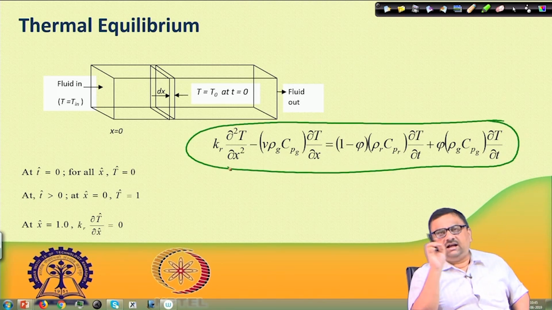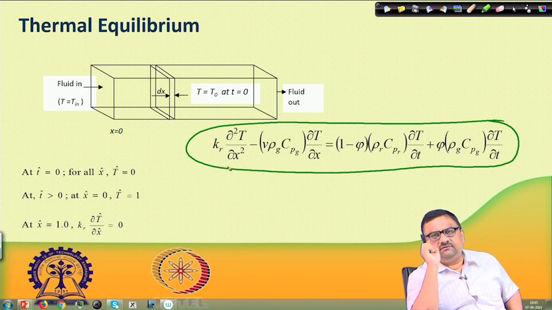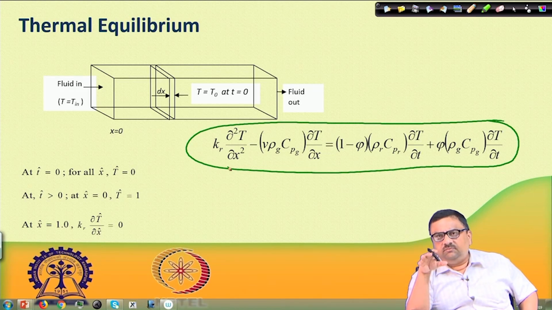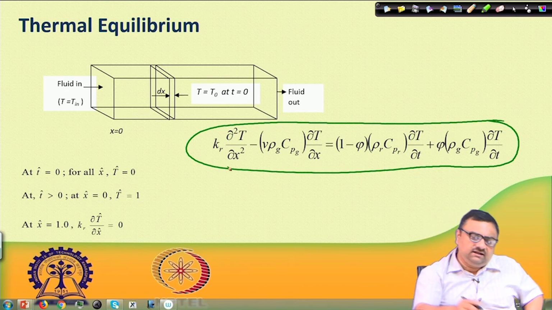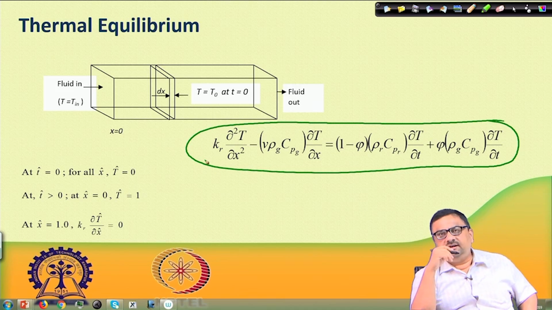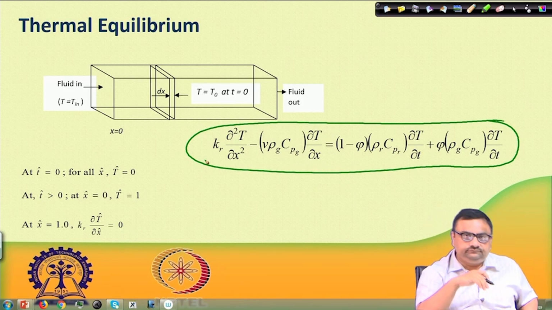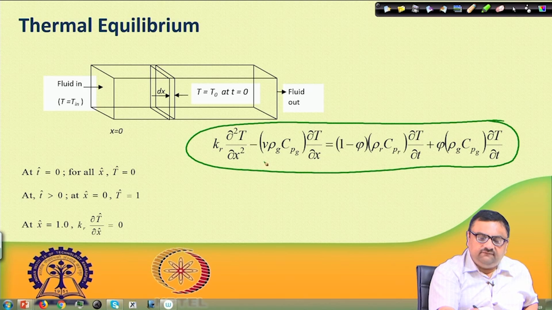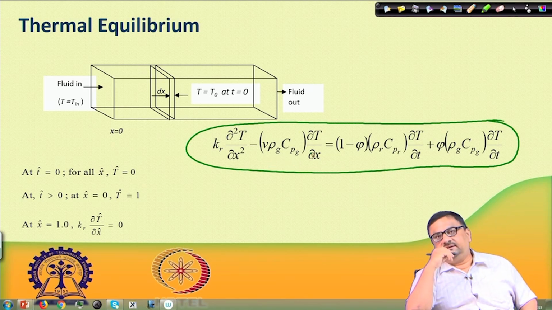This is K_R. R is written here because we are talking about rock, let us say. We are talking about a porous medium which is sandstone, let us say. So, K_R is equivalent to K solid. So, K solid del square T del x square, that is arising from a very similar term when we had considered only heat conduction. Then we have V rho g Cpg del T del x.